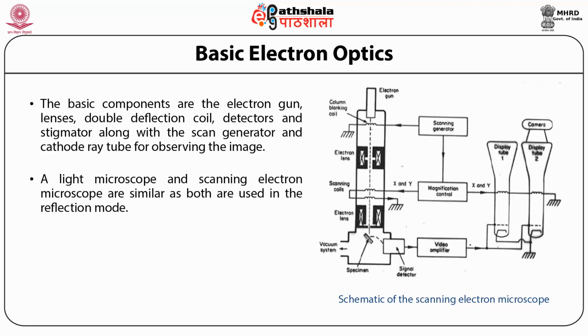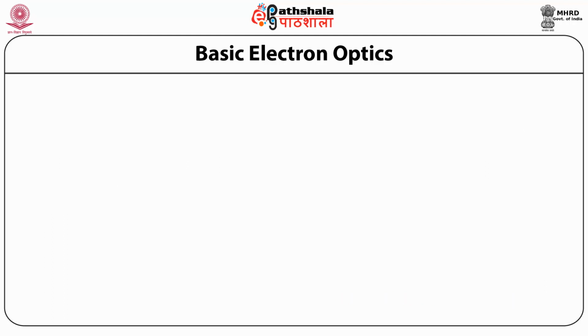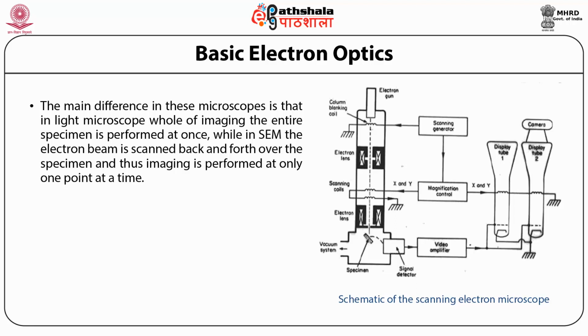A light microscope and scanning electron microscope are similar, as both are used in the reflection mode. The main difference in these microscopes is that in the light microscope, the entire specimen is imaged at once, while in SEM, the electron beam is scanned back and forth over the specimen, and thus imaging is performed at only one point at a time.